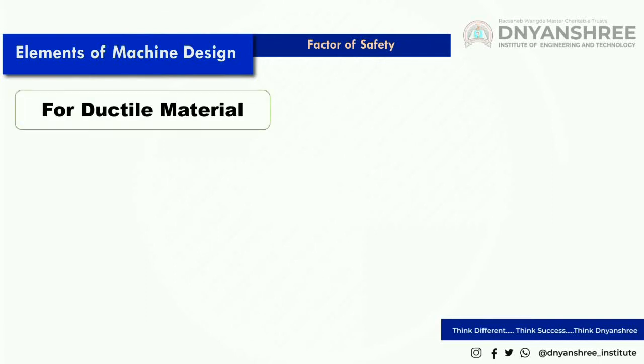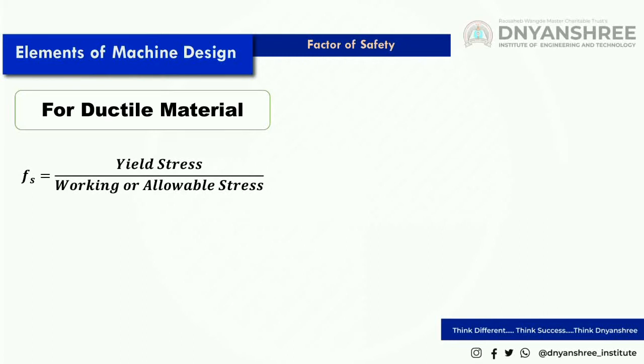Now, for a ductile material, factor of safety is equal to yield stress divided by working or allowable stress. For a ductile material, yield point is the failure point. When material starts yielding, that is permanent deformation, it is the failure criterion of a ductile material. Therefore, yield stress is the maximum stress, and factor of safety is equal to yield stress divided by working or allowable stress. That is Fs is equal to SYT, where yield stress is denoted by SYT, divided by sigma allowable, that is allowable stress.